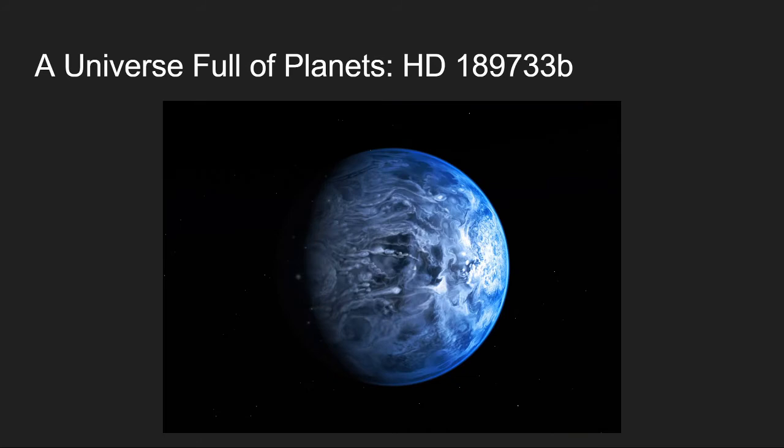Now, one of my personal favorites is HD 189-733b. Fantastic name, right? This is roughly the same size as Jupiter, and we think it has this really pretty kind of bluish color, and this blue color comes from silica, like sand. But again, this is another planet that is very close to its star, and so it's very hot.